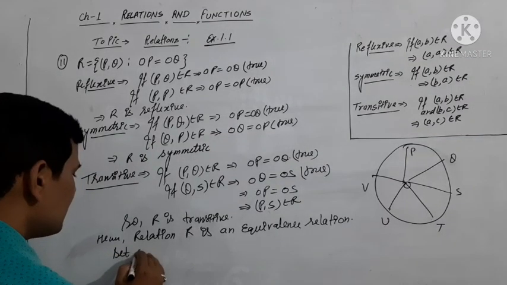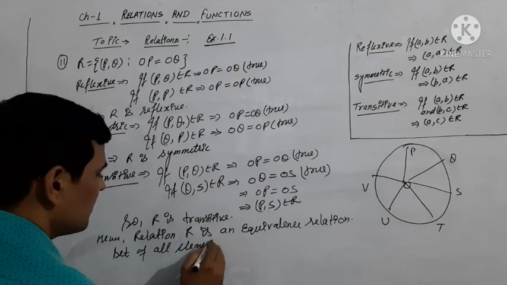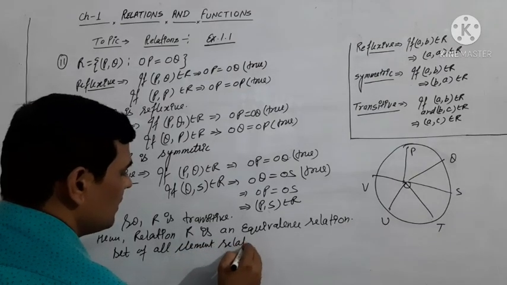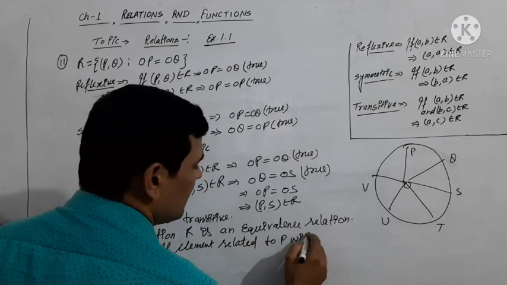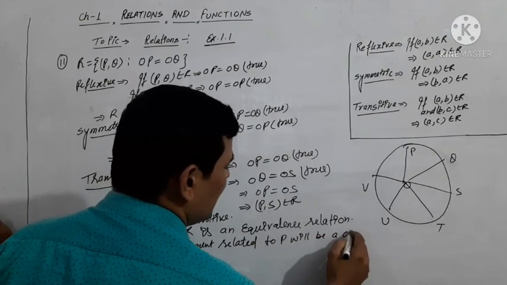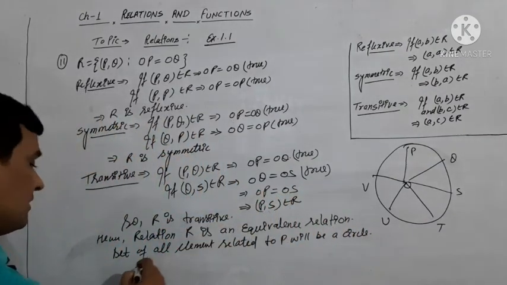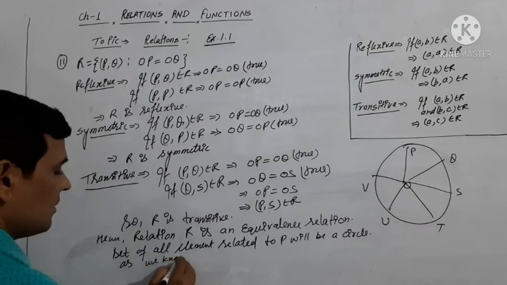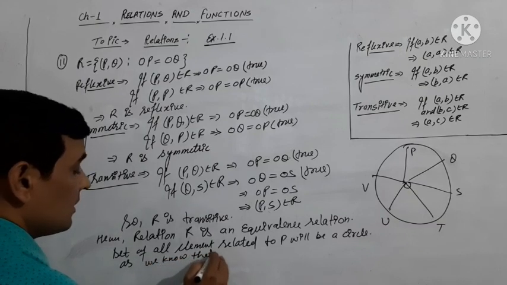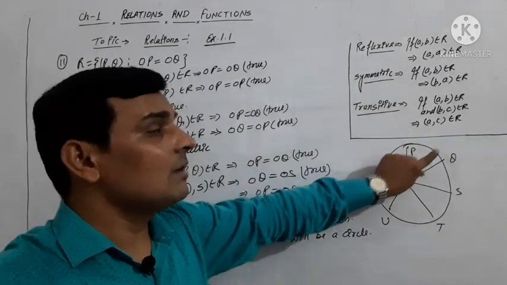Here the set of all elements related to P will be a circle. Why is it a circle? Because we know that a circle is the locus of those points which are equidistant from a fixed point.